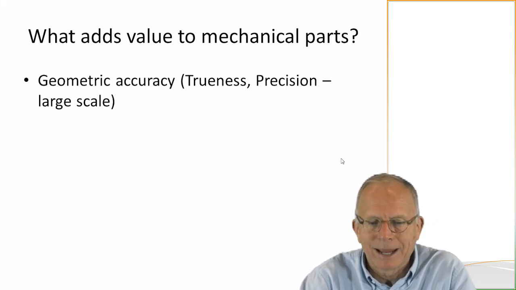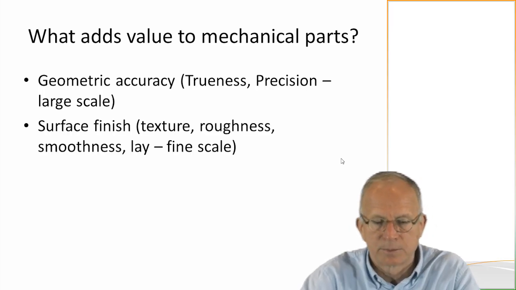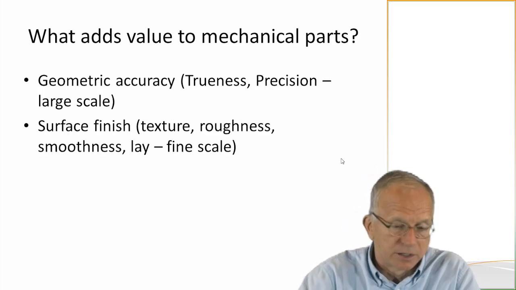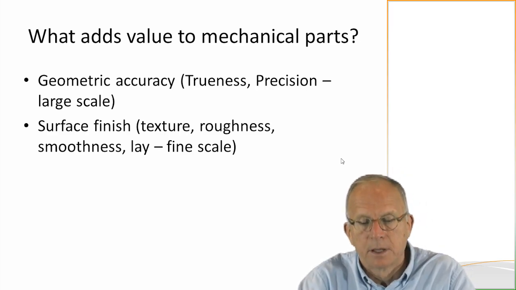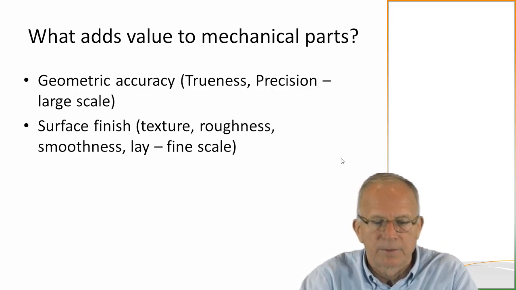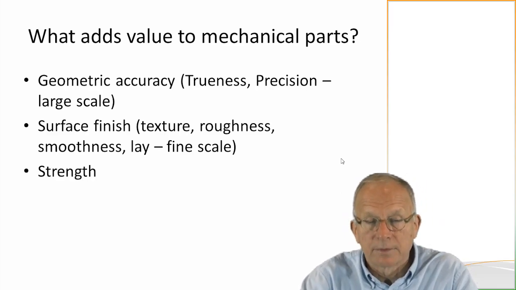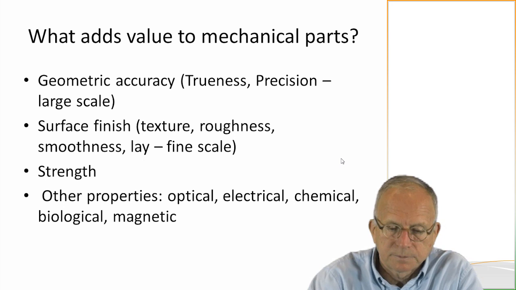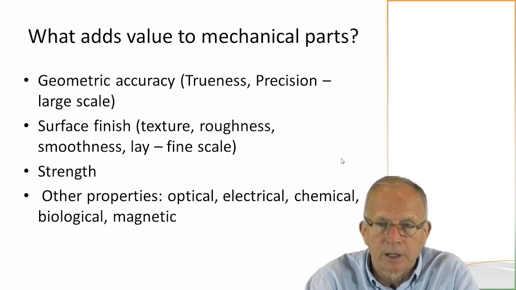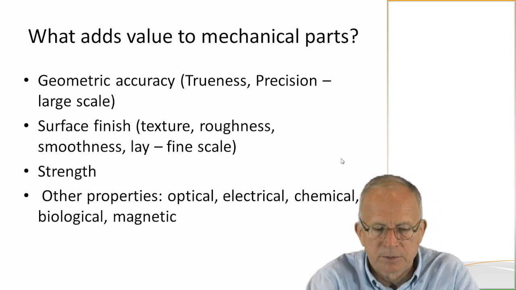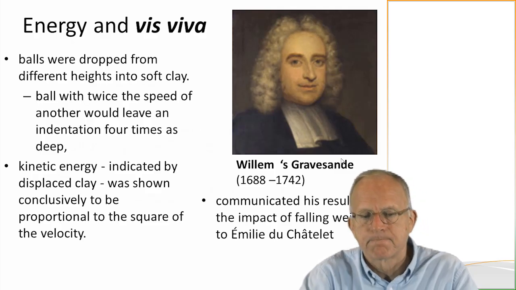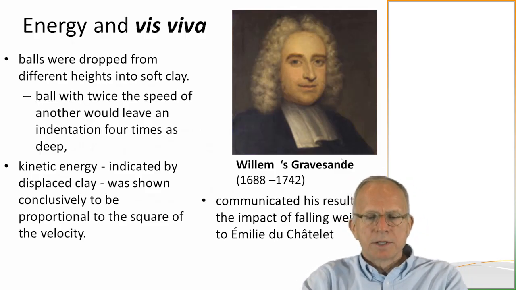So geometric accuracy, being able to hold tighter tolerances, so trueness and precision on a relatively large scale, I suppose, and then the surface finish on a relatively small scale. And so this would be the texture, the roughness, lay, and then the strength. So other properties, optical, electrical, chemical, biological, magnetic, those can be important as well too. But energy. So where does the energy come from?